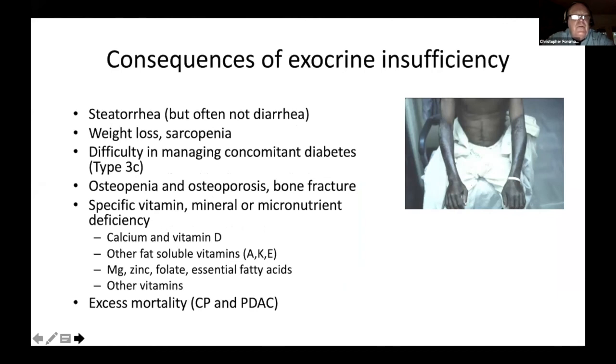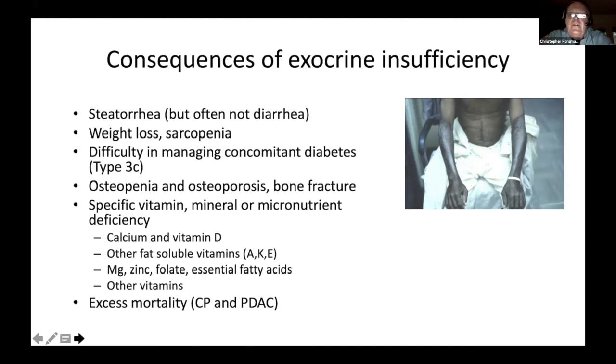They lose weight, they lose muscle mass, sarcopenia, and this does create problems in managing diabetes because you can't predict nutrient absorption very well. They get osteopenia and osteoporosis in very high proportions, and they have a significant risk of bone fracture. And they can get specific vitamin, mineral, or micronutrient deficiency. Largely, these are fat-soluble vitamins, but everything can be seen.